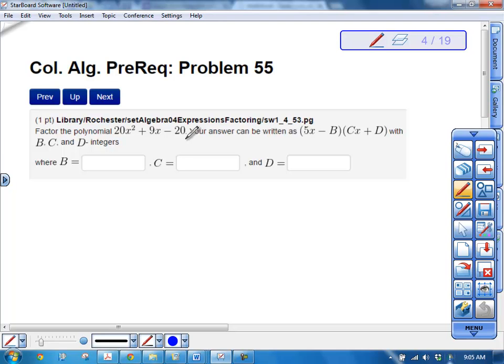The next one wants us to factor again. We're factoring this trinomial now. Now you can guess and check if you want. It tells us your answer can be written as 5x minus, so they actually give us some information here. So I'm going to guess and check because they give us one of the pieces right there. So 5x minus something, and then I have another factor here. So what times 5x gives me 20x squared? That means this has to be 4x right there.